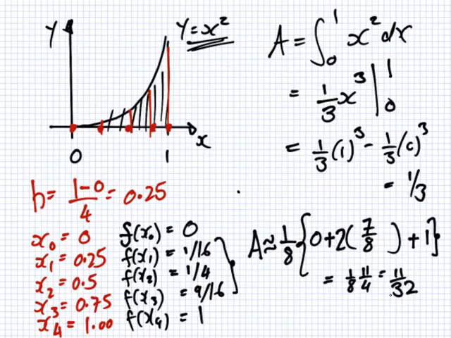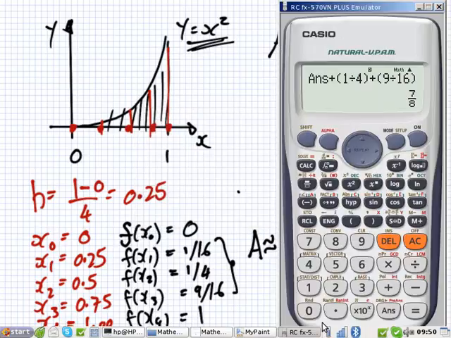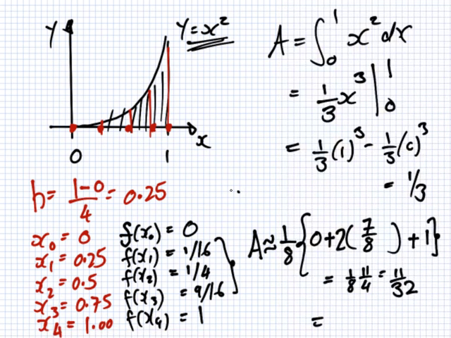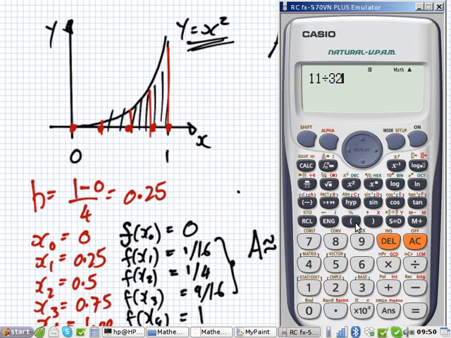32, and remember the true answer is 1 over 3, which is this. So let's see how close we are. It looks good. 11 over 32, not too bad. 0.344. But why do we get a bigger number?